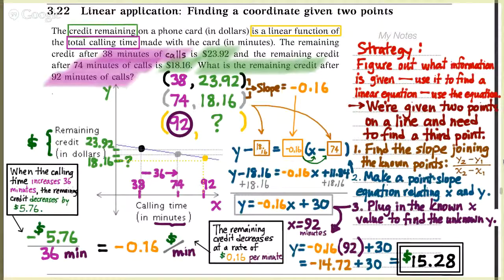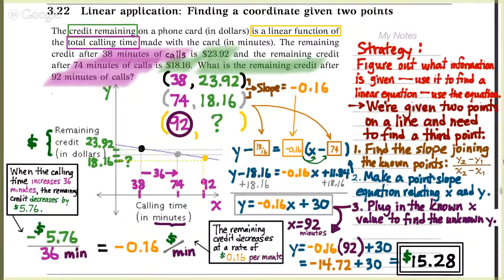Find the slope that joins those 2 points by dividing the rise, the vertical difference, by the run, the horizontal difference. In this example, that slope was negative $5.76 divided by 36 minutes. In other words, if we make 36 more minutes of calls, we're going to lose $5.76 of credit. Or if we simplify that fraction, we get negative 0.16, meaning for every 1 minute of call that we make, we're going to lose 16 cents of the value of our card.